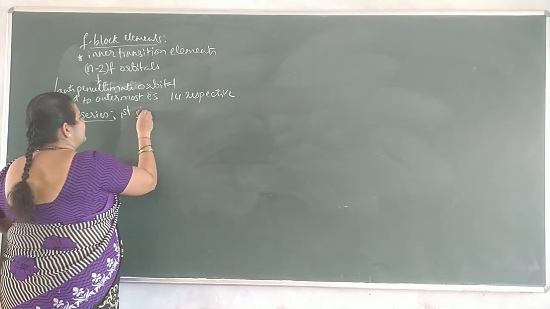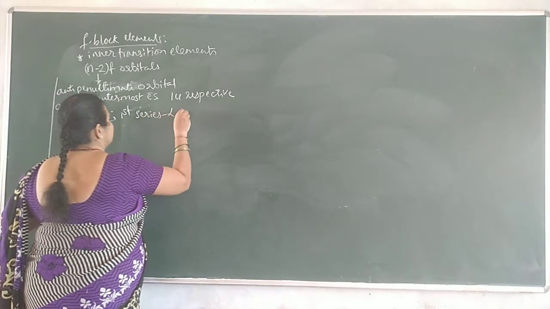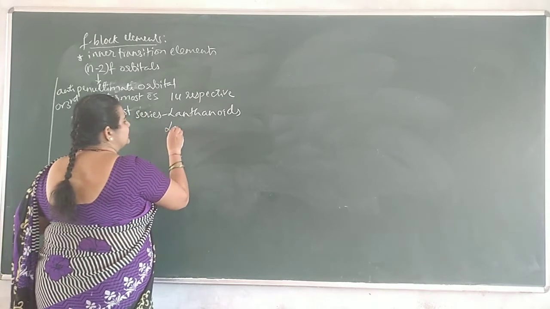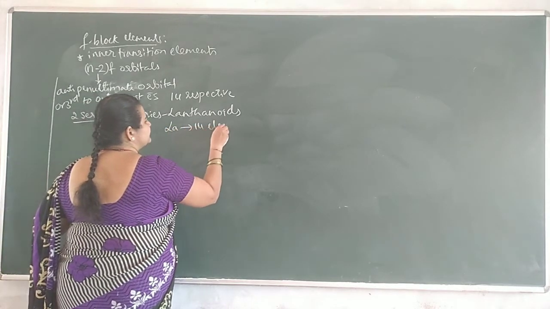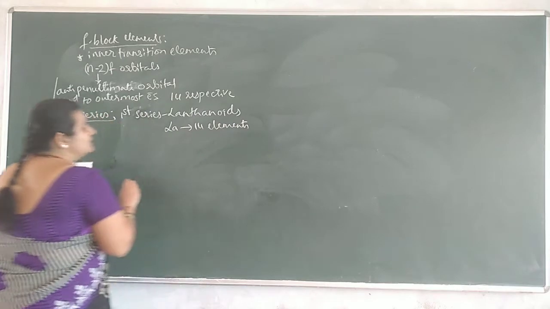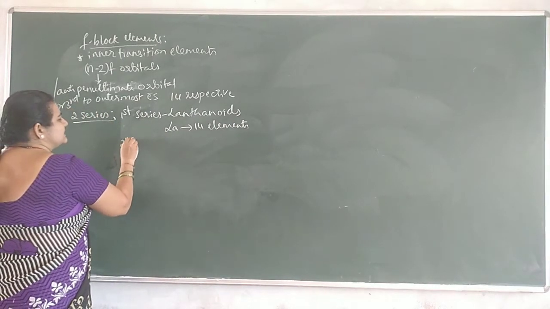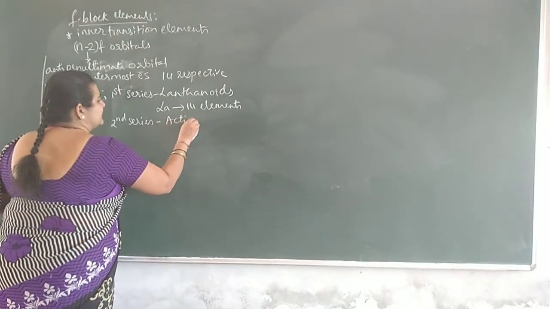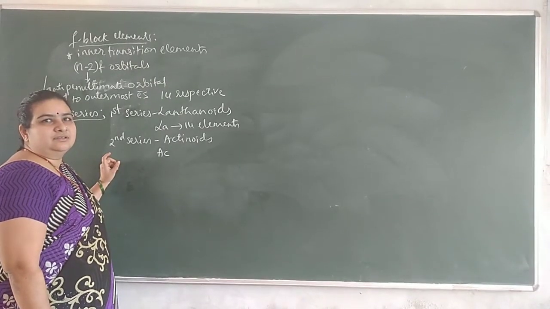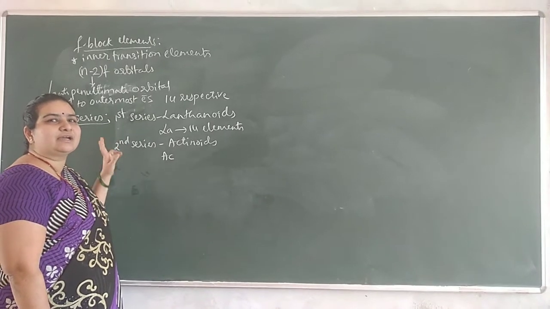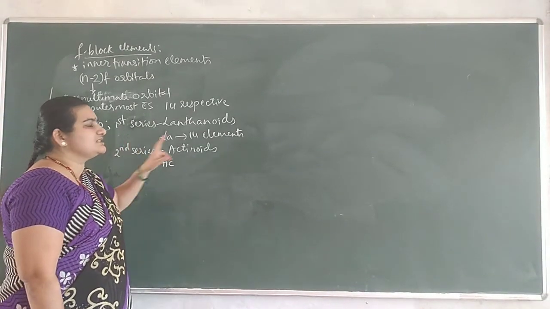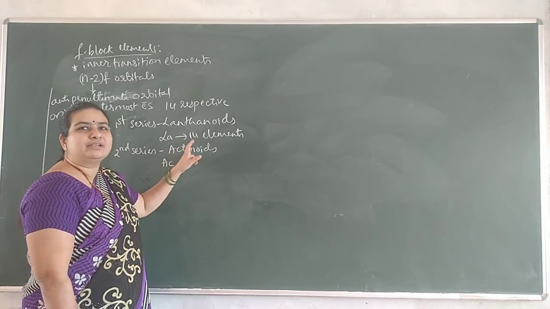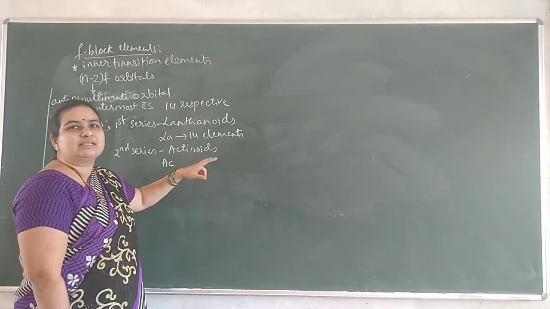The first series is called lanthanoids. It starts with lanthanum and 14 elements are successively filled. The second series is called actinoids. So two series of F block elements are there. The first series is of lanthanoids, where lanthanum is the first element and 14 elements are successively filled in the series.